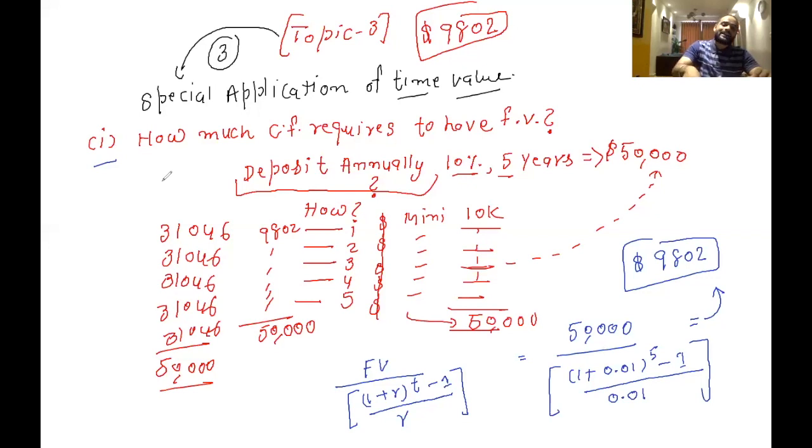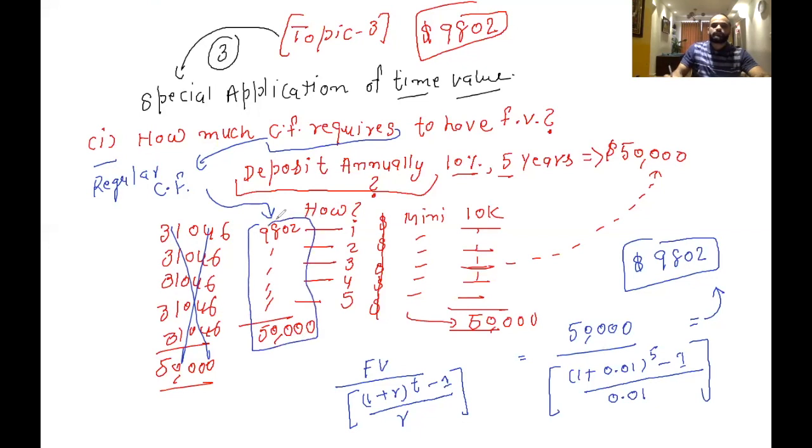But if this question says how many cash flows are required, cash flows required means how many regular cash flows, right? Regular cash flows. This is regular cash flow required to have $50,000. So this is the idea to estimate the first one. This is the special application for time value. So let's move on to the second special application.